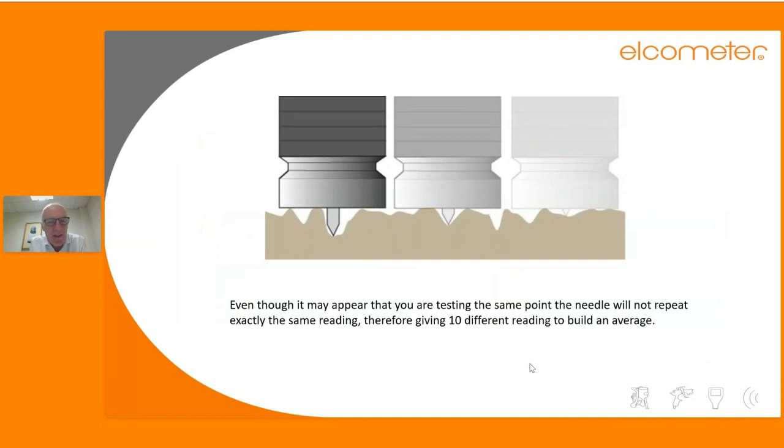Like I say, it may appear that it is on the same place, but however, that needle has gone into a different valley, it's onto a different peak, giving you 10 different readings that will build up an average. Very quick to use, get 10 readings in 30 seconds, no problem at all, because you don't have to move. Complete, the gauge will act as quickly as the inspector can inspect the surface.